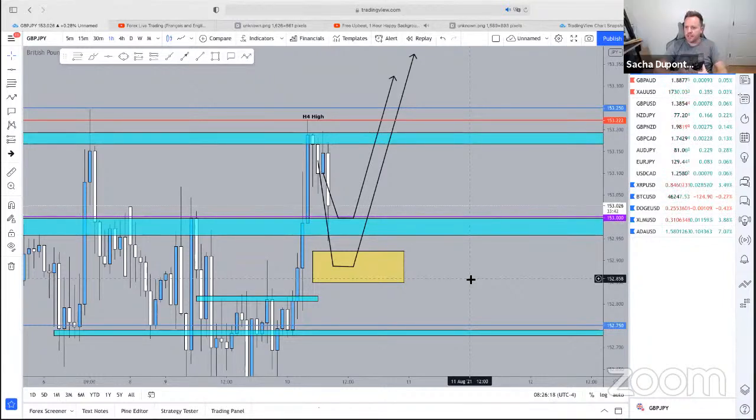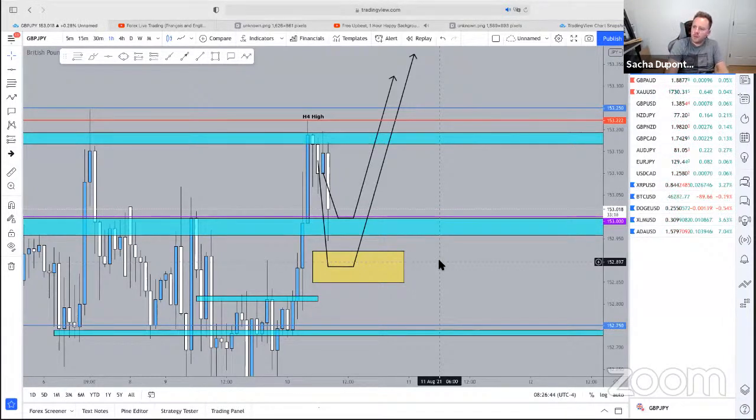Oh, nice rejection here. Pretty good. So it came all the way very close to this 50 level. Very, very close to this 50 level. And now rejecting 153. Awesome.